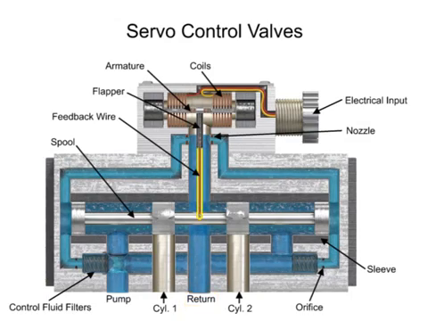A feedback wire attached to the flapper terminates in a ball end that sits in a very close-fit slot in the spool. When the torque motor coils receive a current signal, the armature rotates clockwise or counterclockwise and pushes the flapper closer to one nozzle and farther away from the opposite one.